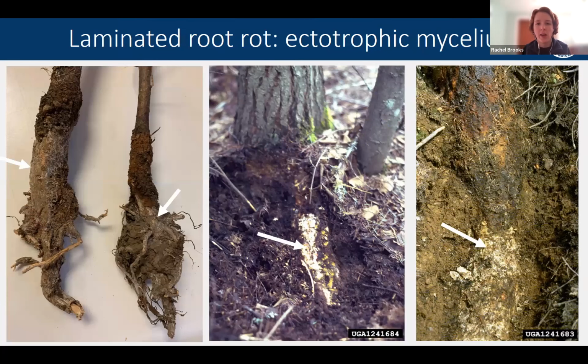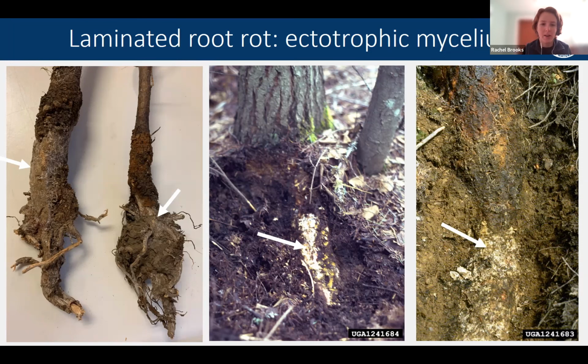Here's some additional pictures of the ectotrophic mycelium. On the left are two seedlings I pulled up, and you can see that they are tinted white. If you're ever uncertain, you can always pull up a healthy tree or expose a healthy root to compare. That's always good practice to see if the coloration is just something that is happening on these trees or something unique to a disease.